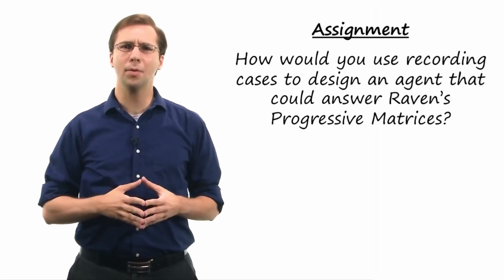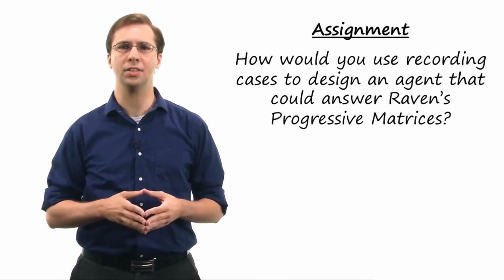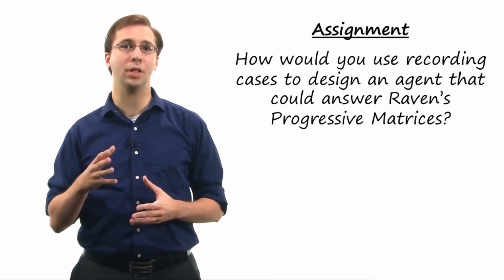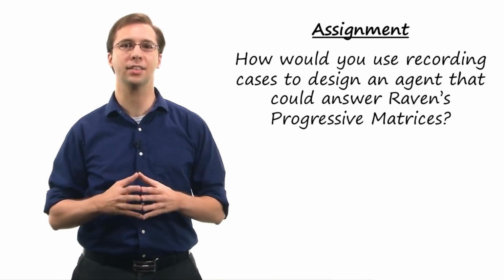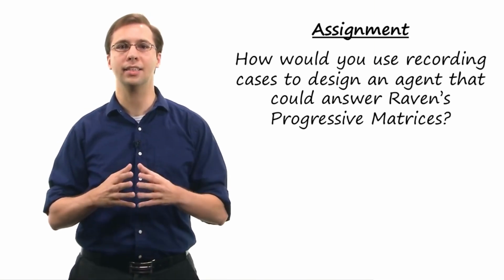For this assignment, talk about how you might use the notion of recording cases to design an agent that can solve Raven's progressive matrices. You might think of cases in a variety of different ways here. For example, each figure in a problem could be a case. Each transformation between figures could be a case. Or more broadly, each problem that your agent has encountered in the past could be a case.